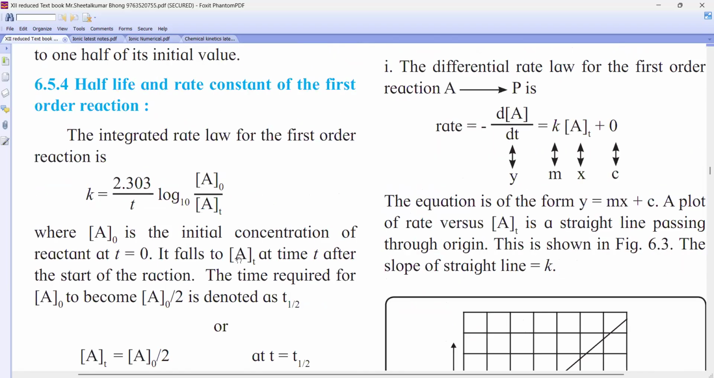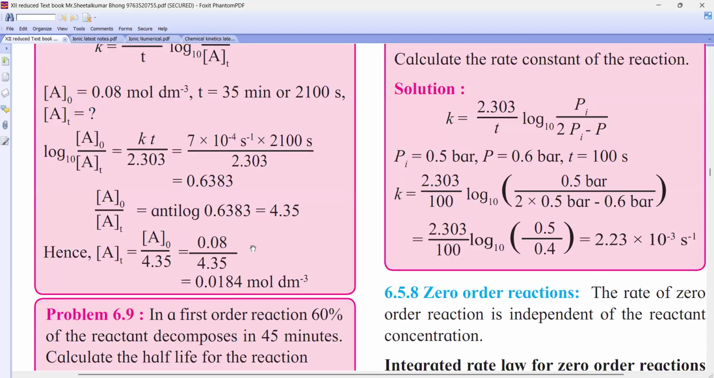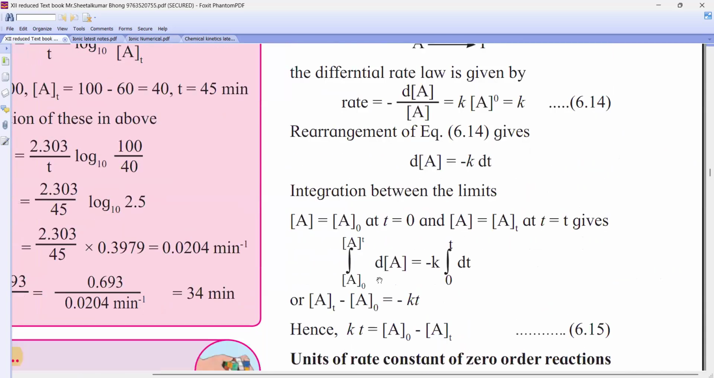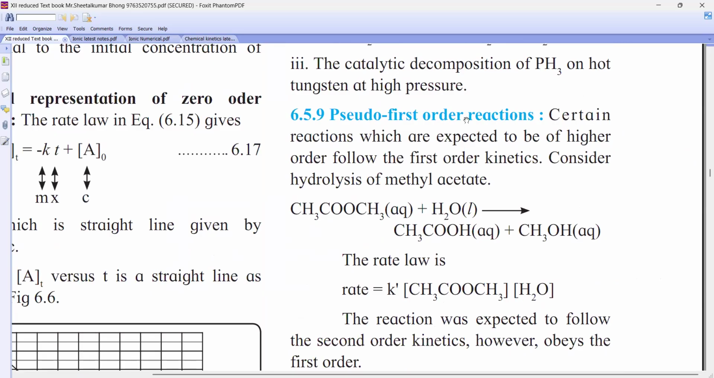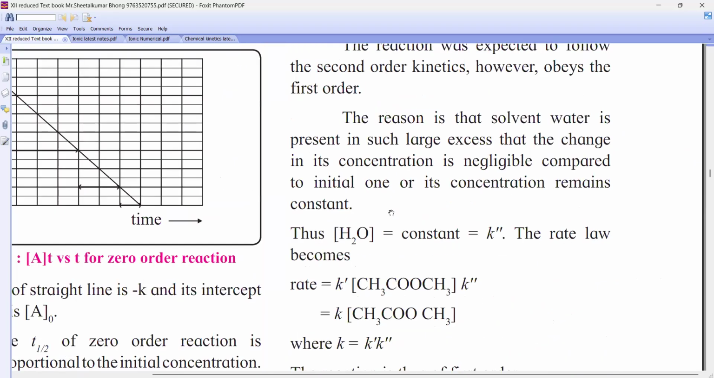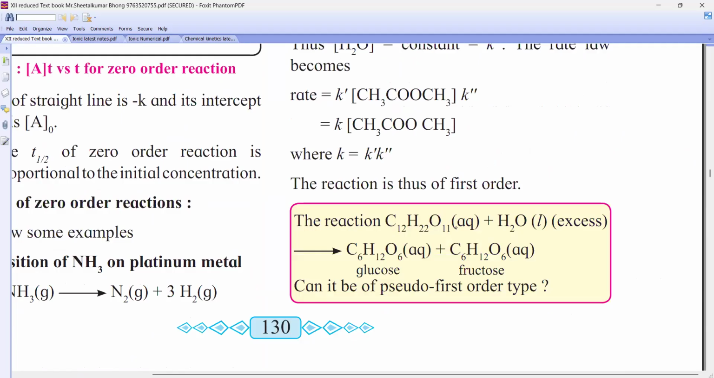Then one more thing I did for you. In the textbook the sequence is given very heavily. I follow my notes. We did which order? The pseudo order reactions, which were expected to be higher order, but they follow which order? Only two examples: acid hydrolysis of ester, and the second one is which? Now tell me, beta, this is cane sugar. Will it be pseudo first order? You have to look at the two reactants. Below one of the reactants, if it is written excess, then it is always going to be what? So can it be pseudo first order?